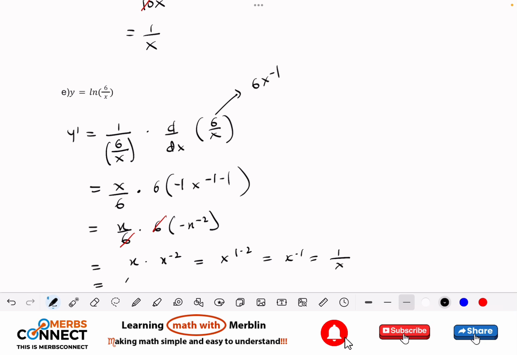Somebody can also write it as x times 1 divided by x squared, and one of the x will cancel one of the x, and you get 1 over x. Now, I'll show you some shortcut here.